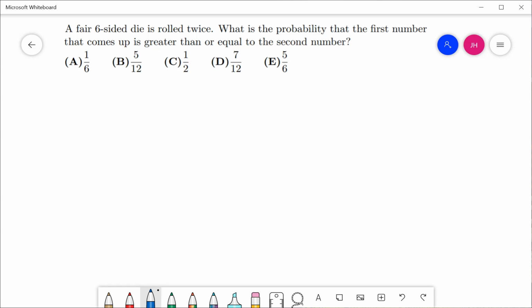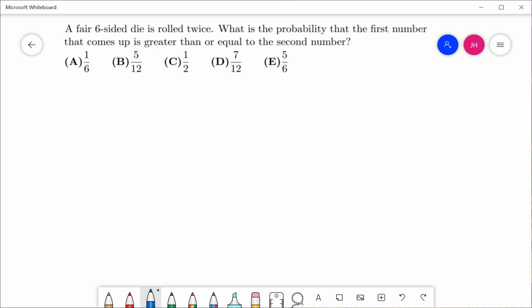Let's look at this probability/counting problem. A fair six-sided die is rolled twice. What is the probability that the first number that comes up is greater than or equal to the second number?